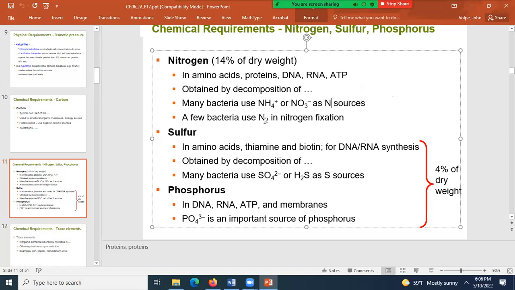A few bacteria can even use nitrogen gas in the atmosphere, and these we call nitrogen fixing bacteria, because they can pull nitrogen out of the air and then make it available to other organisms. Initially that organism pulls nitrogen out of the air, and then uses that nitrogen to make amino acids, proteins, DNA, RNA, or ATP. But when this organism dies, these biological molecules will be decomposed, and that will make nitrogen available to other organisms.